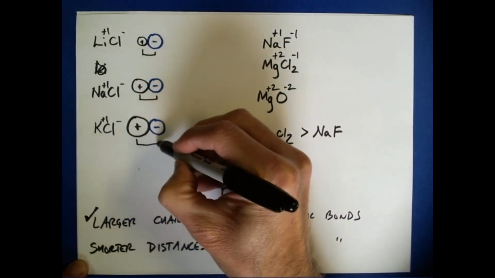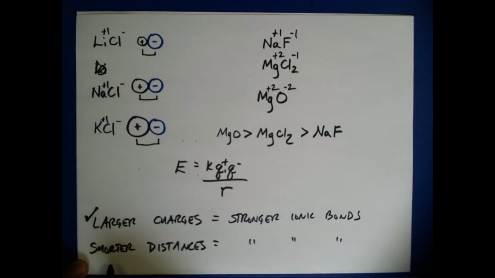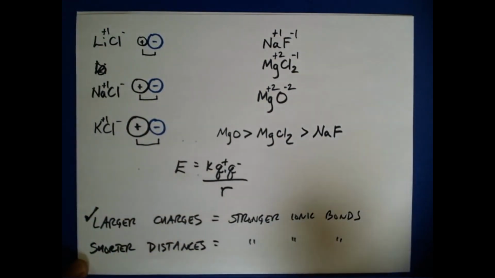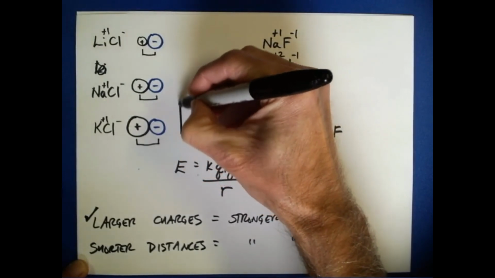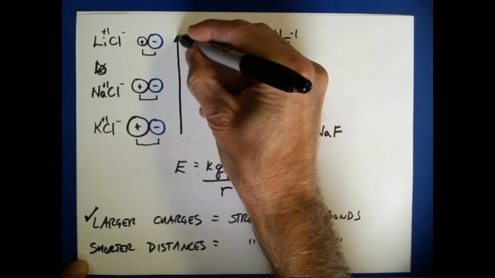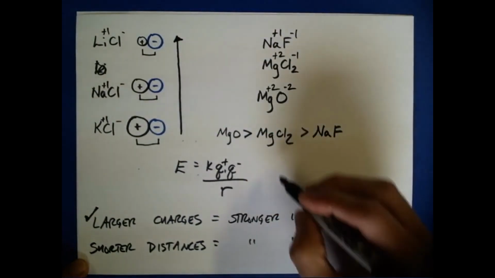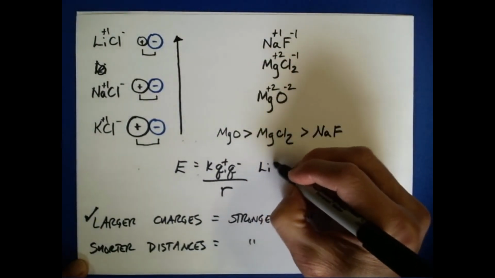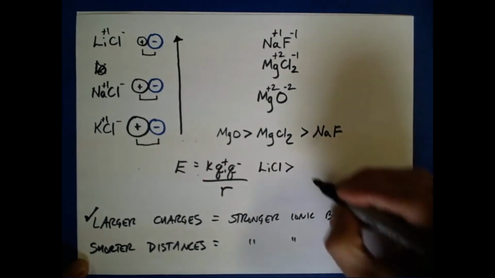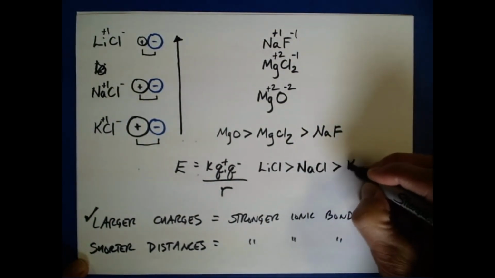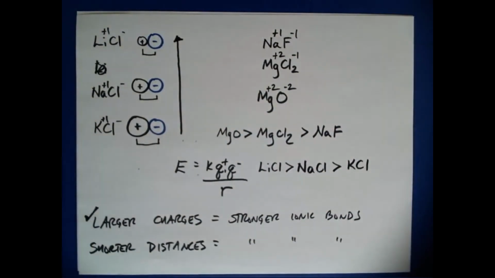And we can see the distances between these centers is going to increase because of the increasing size of the cation. So if shorter distances between the positive and the negative means stronger ionic bonds, then we're going to expect that the strength of these ionic bonds is going to increase in this direction. So we would expect that lithium chloride is going to have a stronger ionic bond than sodium chloride, which is going to have a stronger ionic bond than potassium chloride. And if we look these values up, indeed, this is the case.